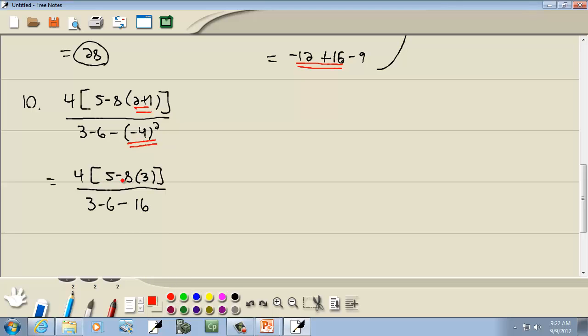Back up on top, we're still doing what's inside the brackets. Please Excuse, no exponents. My Dear, there's multiplication: 8 times 3. Now back to the bottom, there's no more exponents, no multiplication or division, so we go on to Aunt Sally, addition and subtraction. Up on top, we've got 4 times (5 minus 24). 8 times 3 is 24. And down below, 3 minus 6 gives us negative 3, and the negative 16 carries along.